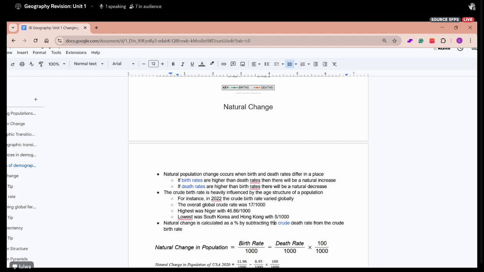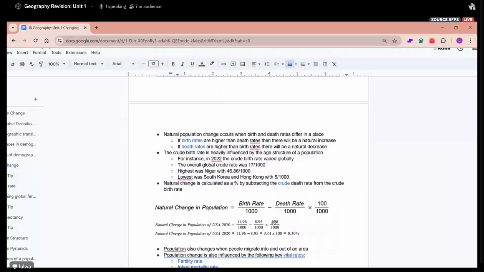Okay, natural change. Natural change occurs when birth rates and death rates differ in a place. So, for example, if birth rates are higher than death rates, then there will be a natural increase. And if death rates are higher than birth rates, there will be a natural decrease. The crude birth rate is heavily influenced by the age structure of a population. For example, in 2022, the crude birth rate varied globally.